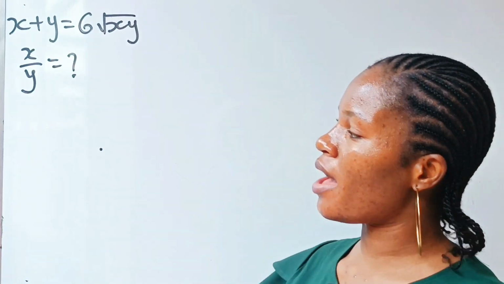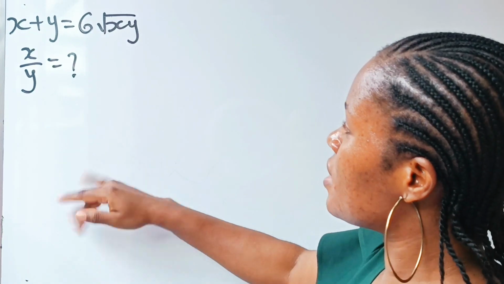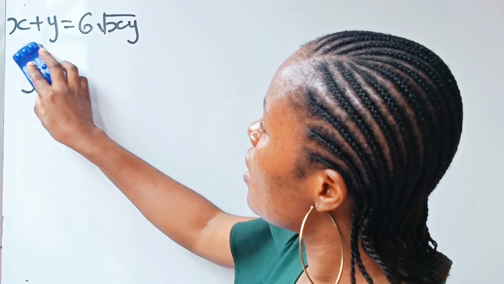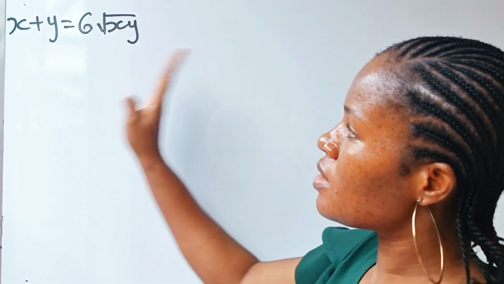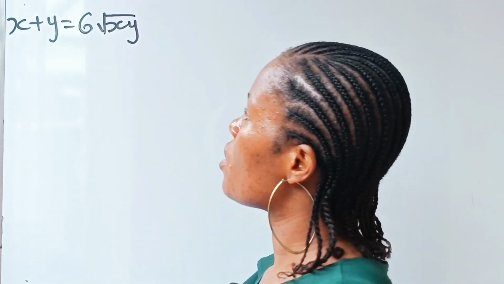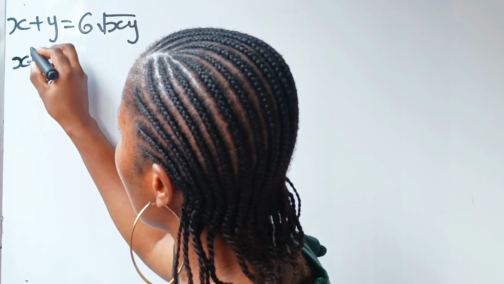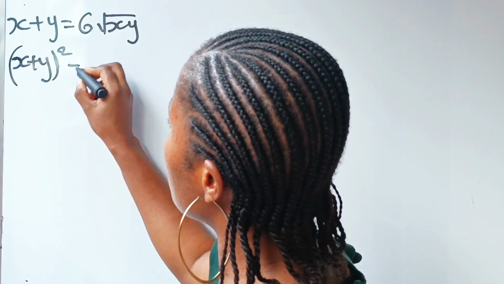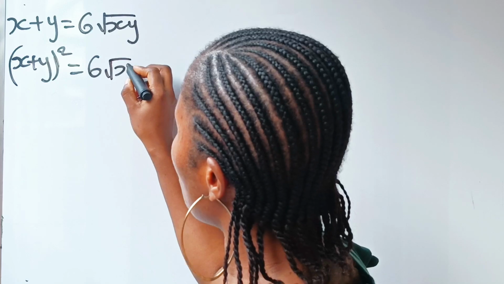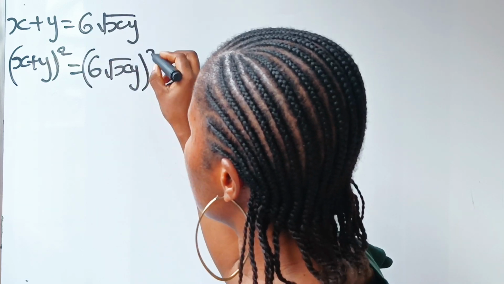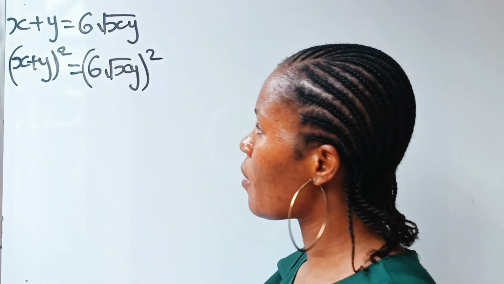Hello, let's solve for x over y. The first thing we need to do is square both sides of this equation. So if we square both sides, we are going to have (x plus y) squared is equal to 6 root xy, squared.